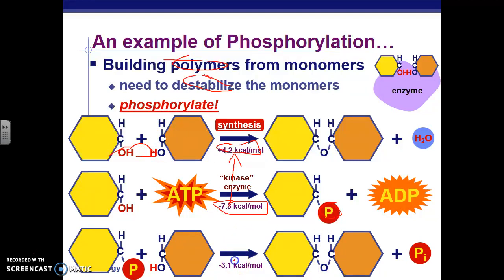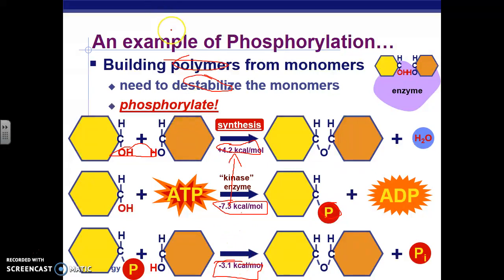And you'll see that the overall reaction of bonding two monosaccharides together, using the energy from ATP by adding a phosphate group to it and destabilizing the molecule, has a negative overall delta G. We got this from adding these two together. And that means the reaction will occur. The reaction was given enough energy to occur.